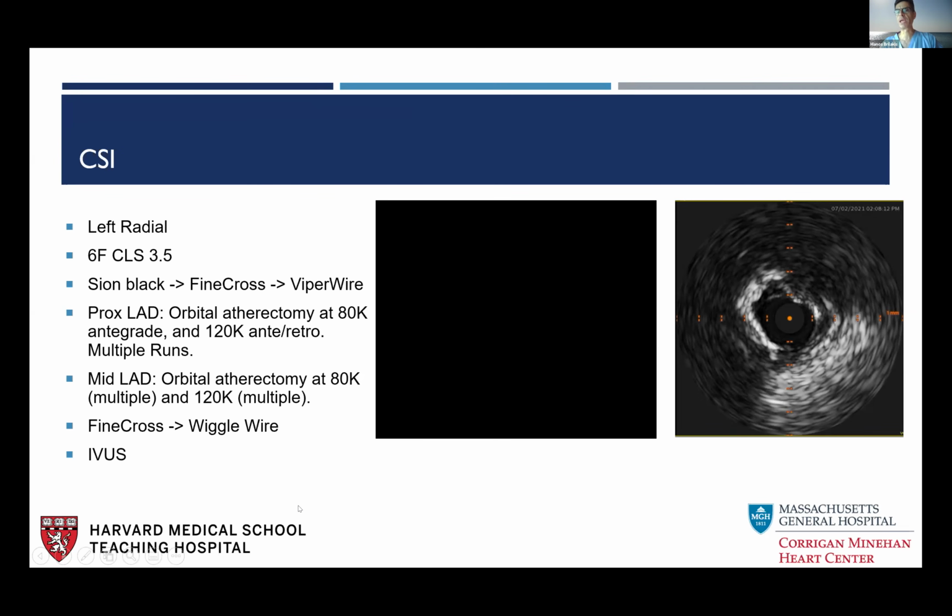The calcium, it's hard to tell by IVUS, but it looks relatively thick. And the length, it's hard to tell, but it's probably more than 5 millimeters with the criteria by OCT. So, again, very reasonable to do atherectomy upfront, and also very reasonable to use the Wiggle wire for delivery.